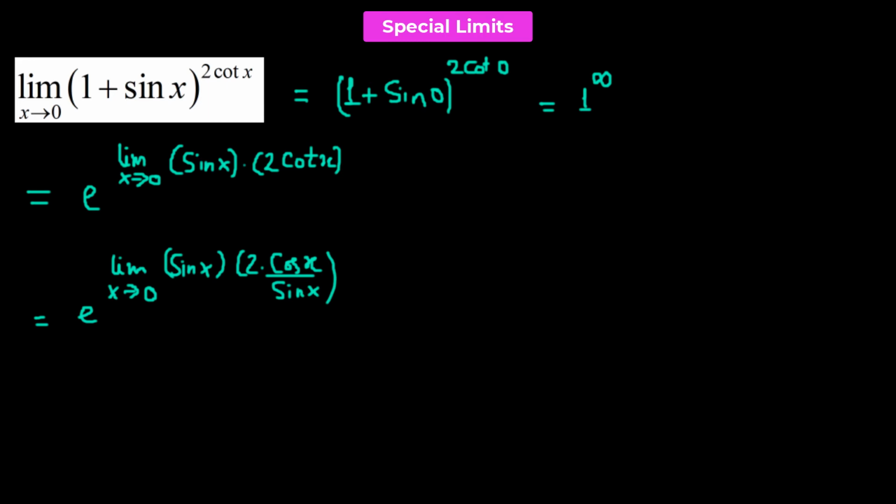So the sine and sine get cancelled, so we have e raised to the power of limit x approaching 0 of 2 times cosine of x. Now we substitute the value of x, so we have 2 times cosine of 0, and cosine of 0 is 1, so we'll have e squared, and that is going to be the limiting value of the given function when x approaches 0. Let's do another one.